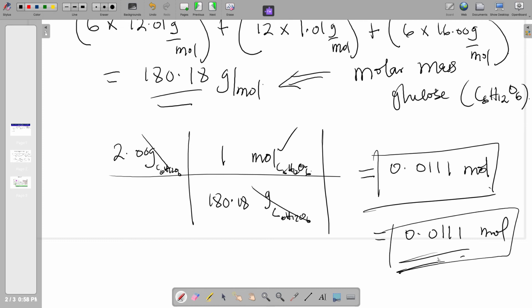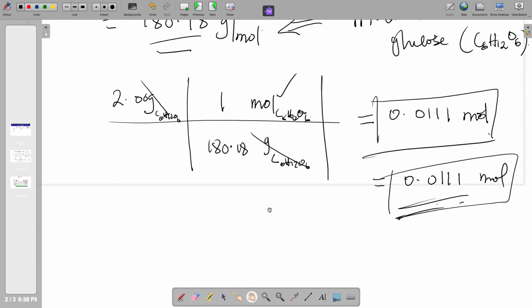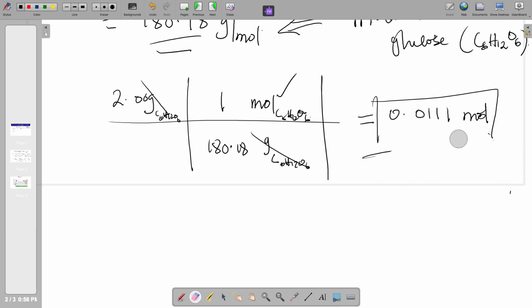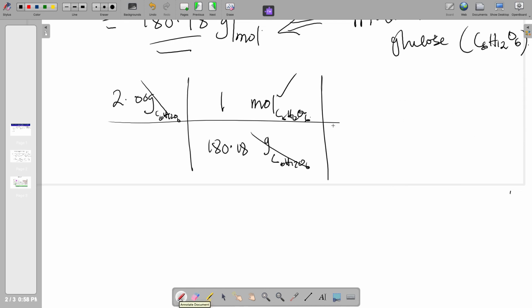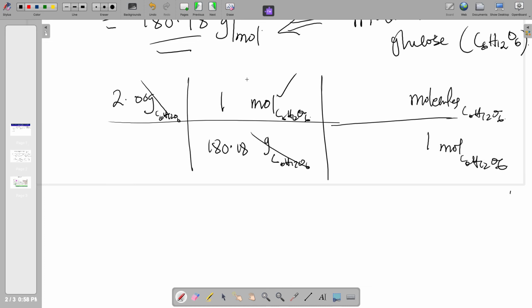But remember, our question also says to calculate molecules. So once we have our moles, we can continue all the way to molecules, which is the same as saying extend the table to include molecules. So what I'll do is erase this, since we know what our moles should be, and then extend the table. The next unit we want is molecules. So molecules of glucose, C6H12O6, and then here will be 1 mole of glucose, C6H12O6.